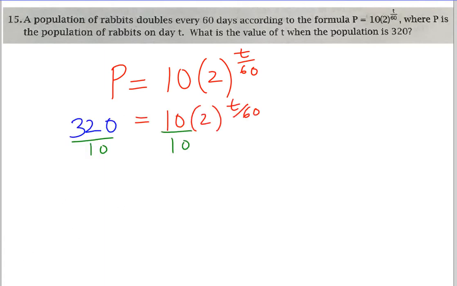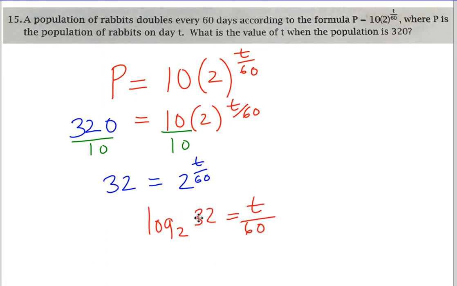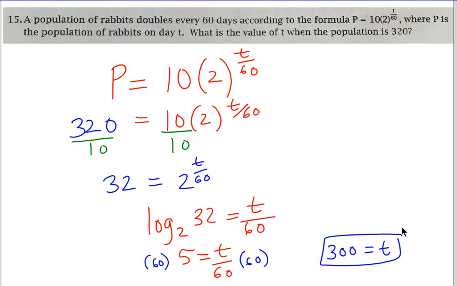Divide both sides by 10. And then there's actually 2 different ways you could attack this problem. One is to take the logarithm here, right? So if a base of 2 has a power of t over 60 with an answer of 32, then that means that the log base 2 of 32 would be equal to this power. So I simply use my calculator to find log base 2 of 32, which is 5. And then I multiply both sides by 60, and I get my final answer of 300.